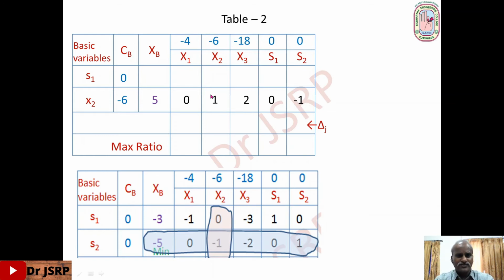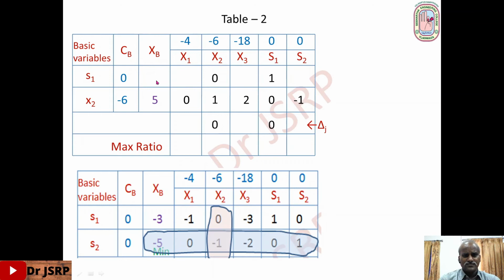So first step, divide pivot row by pivot element. Second step, as usual, fill the basic variable columns with unit matrix. S1 first place 1, remaining zeros, and delta J value also 0. X2 second place 1, remaining zeros, and delta J value also 0.